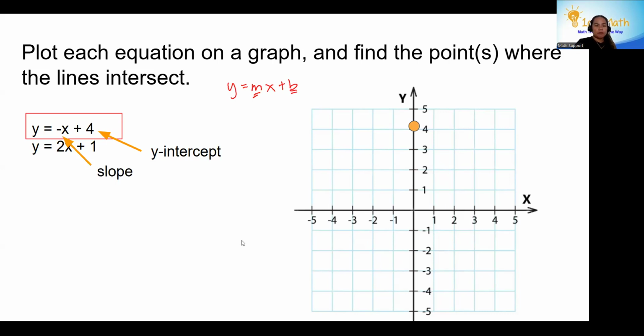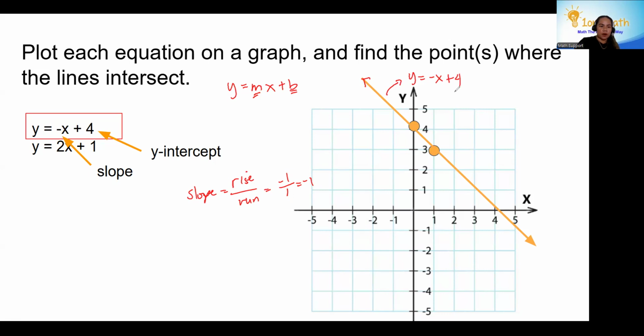So from 4, remember slope is rise over run. Slope equals rise over run. And that negative 1 can be negative 1 over 1. So from 4, move down 1 unit. And positive 1 means move to the right 1 unit. And then connect the 2 points using a line. Okay, so this is the graph of y equals negative x plus 4.